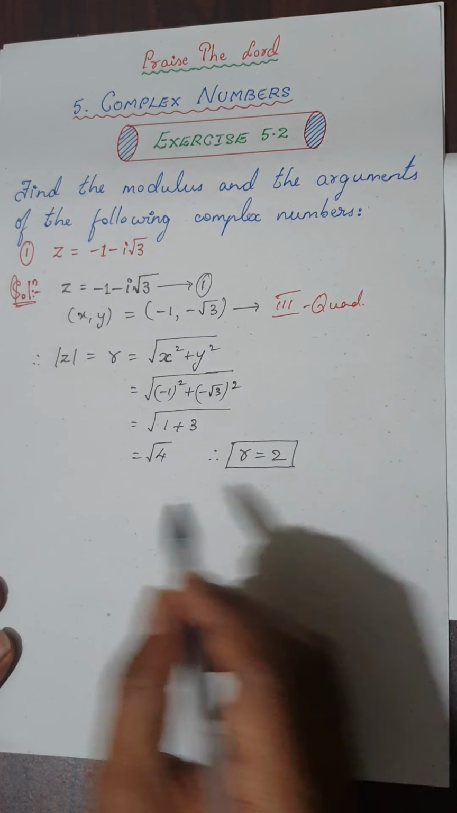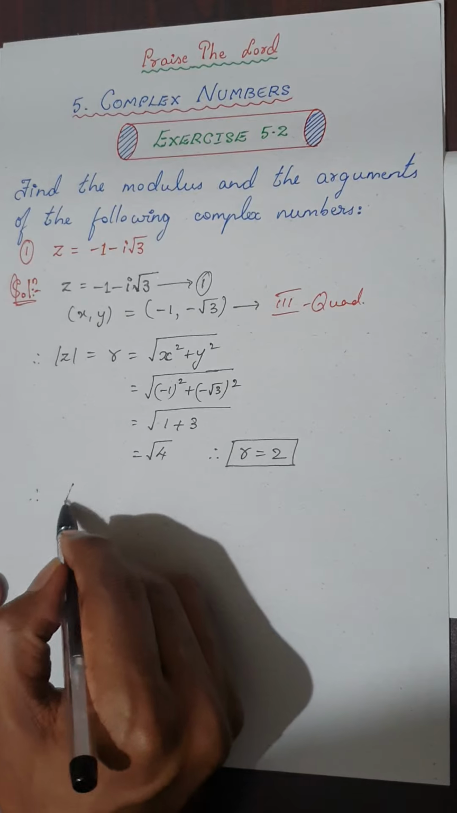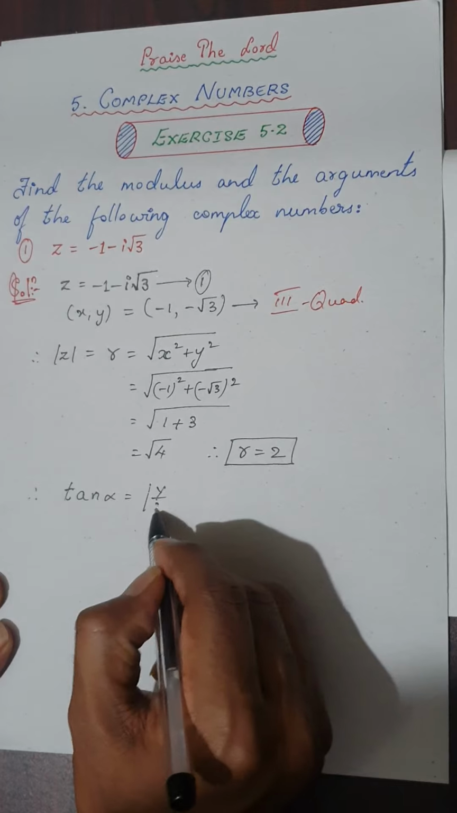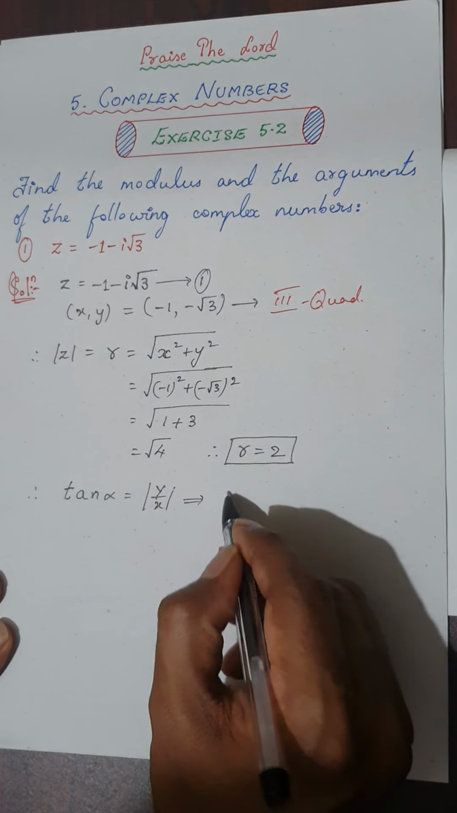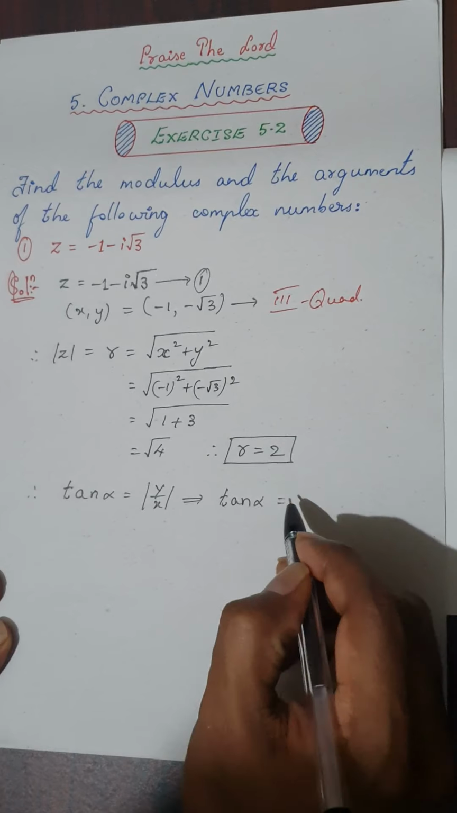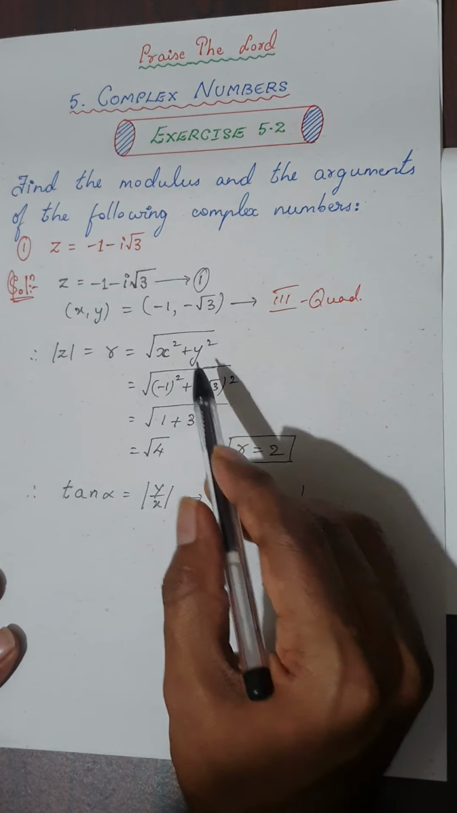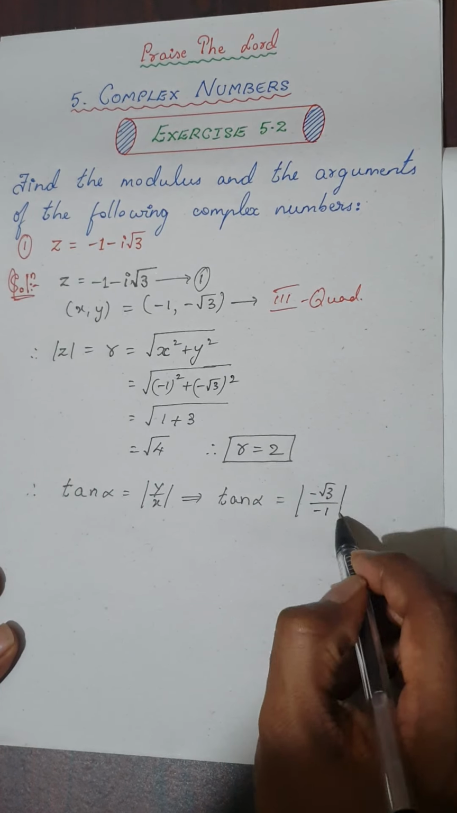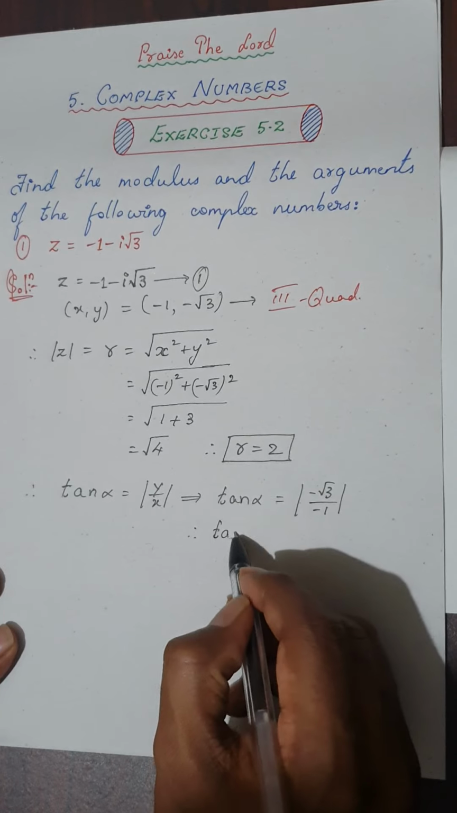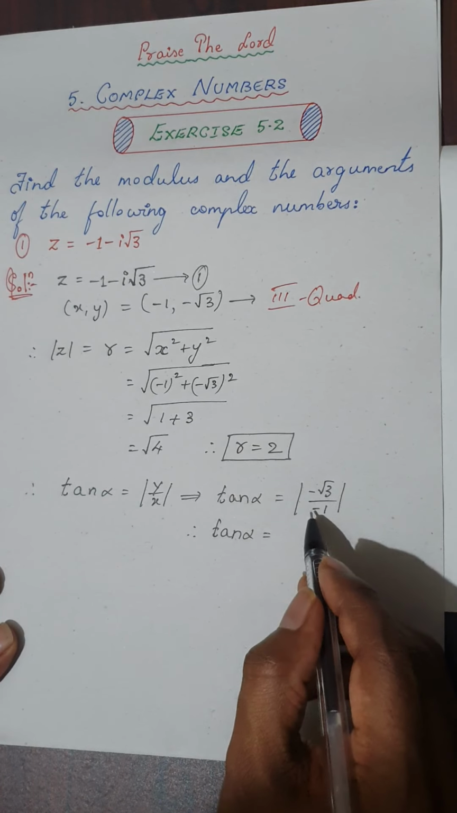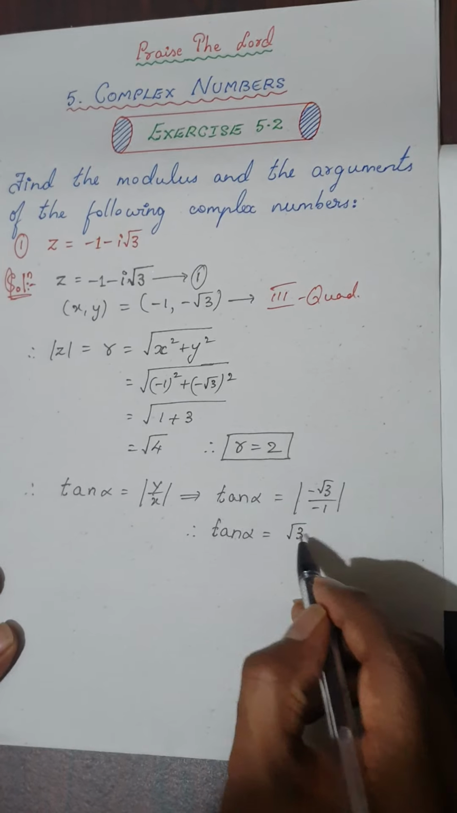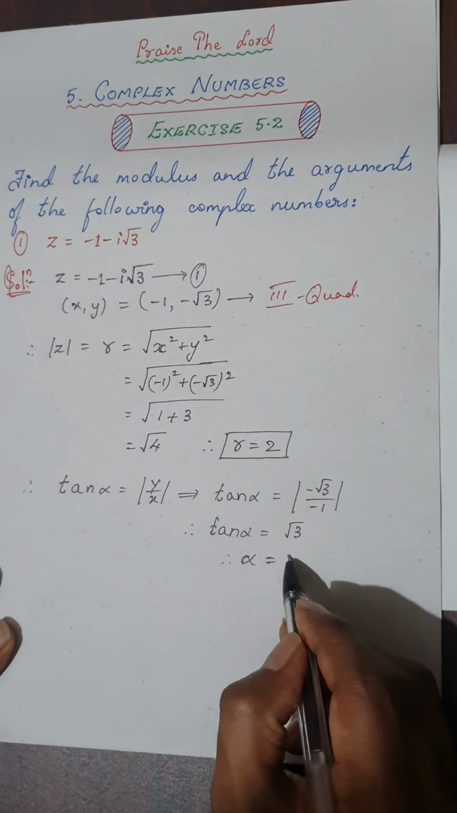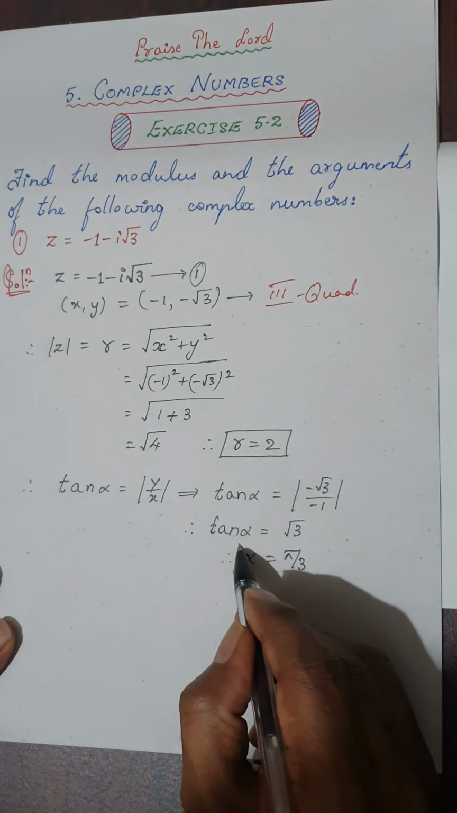Okay, so once you get this, now I want the value of, first let me find out alpha. Now tan alpha is equal to modulus of y by x. So this implies tan alpha is equal to modulus of, what is y? Y is minus root 3 divided by x, which is minus 1. Therefore my tan alpha would be mod, minus minus goes off. This will be nothing but root 3. Now tan of what value is root 3? We know tan 60 degrees is root 3. So alpha will be pi by 3.